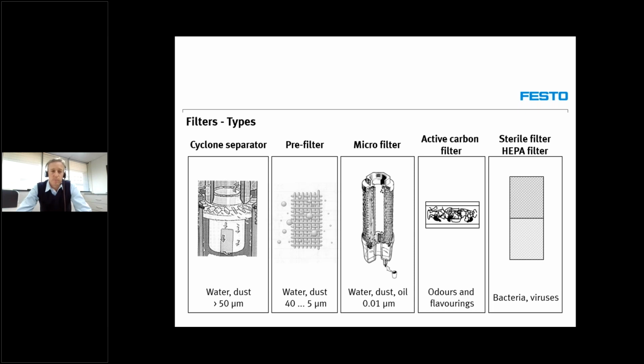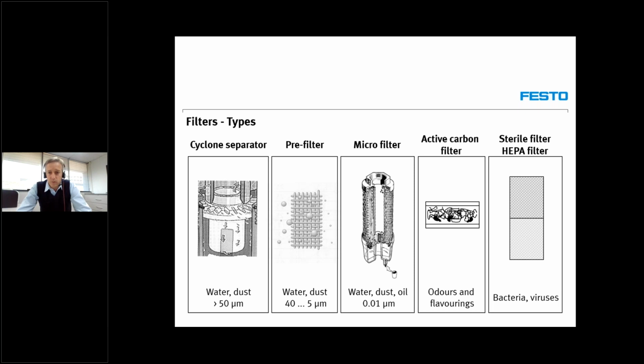So that is why it's so important to get the air temperature down as soon as possible after the compressor, so that you can get rid of all the water in the system. Then we also get pre-filters. They are available from 40 to 5 micron, and it's used to get rid of the bigger particles and to prepare the air for a higher grade of filtration.